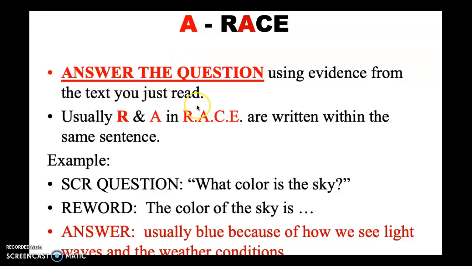The A stands for just answering the question using evidence from the text you just read. Usually R and A in the RACE format are written within the same sentence. So it could just be combined, the R and the A, restate and answering the question. Example, using the same one, what color is the sky? You're going to reword, the color of the sky is, and then you are going to answer, which is the A part. Usually blue because of how we see light waves and the weather conditions.